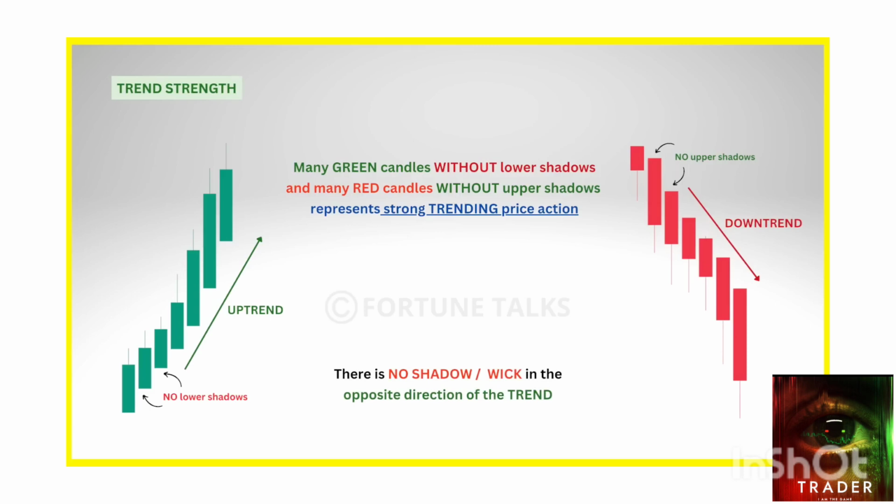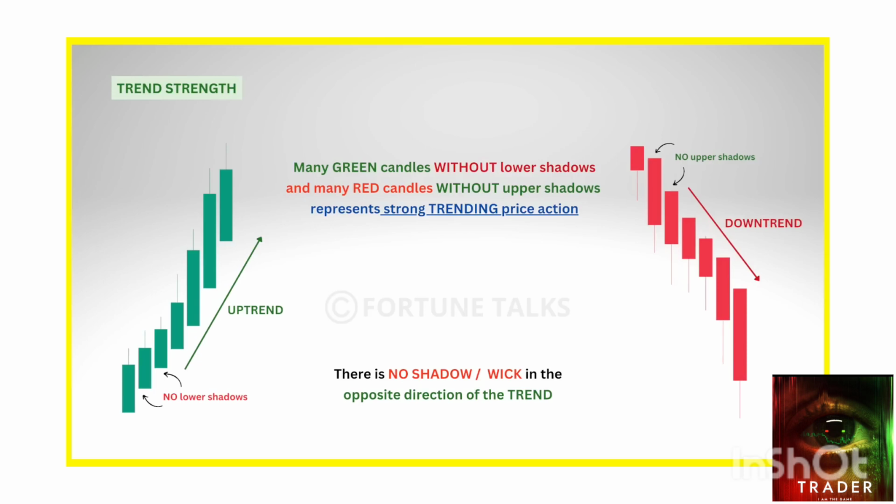So if it is an uptrend, there is no downside shadow, and vice versa, for a downtrend there is no upside shadow or wick. When there is no shadow or wick in the opposite direction of the trend, this means you are in a strong trend. The main thing you need to look out for on a Heikin-Ashi chart to determine trend strength is shadowless or wickless candles on one end, which is opposite to the trend direction.